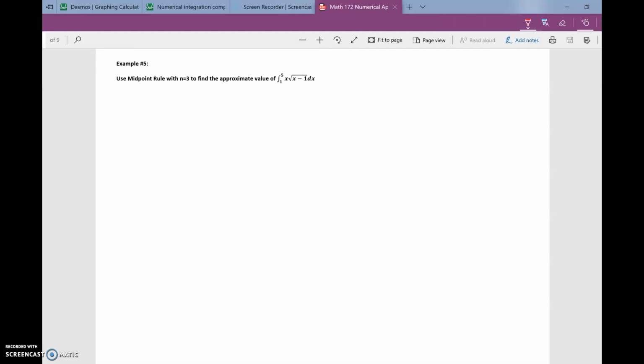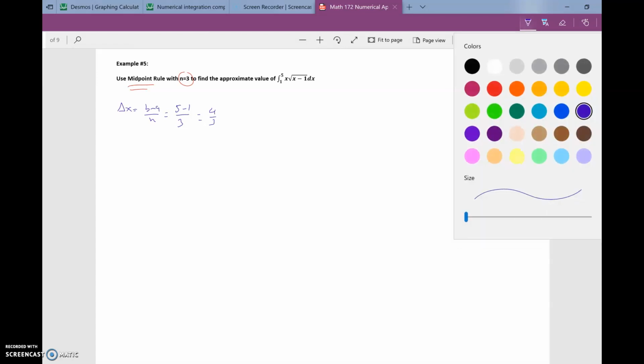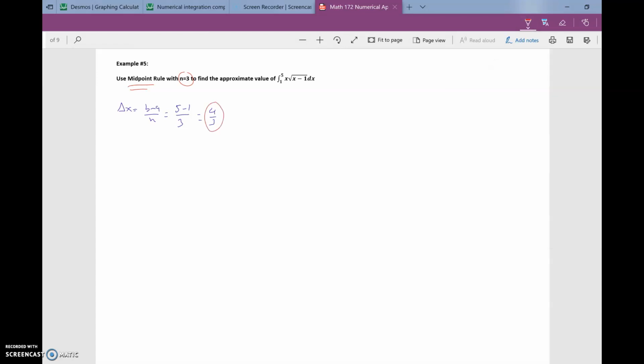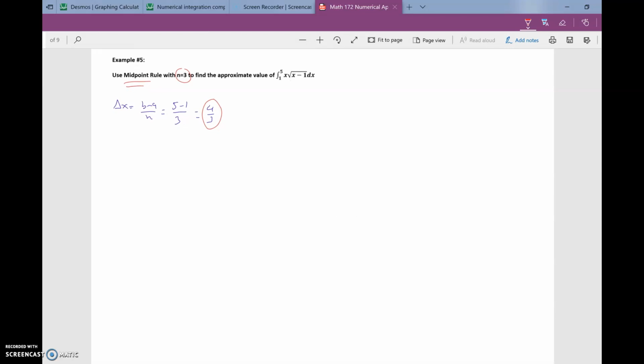Hi class, let's take a look at example 5, and they want the midpoint rule with n equal to 3 of that particular function. So let me calculate the delta x, and in this case delta x is equal to b minus a divided by n, or 5 minus 1 divided by 3, and I'm looking at 4/3. Remember that this is midpoint, so we're going to have to find the midpoints.